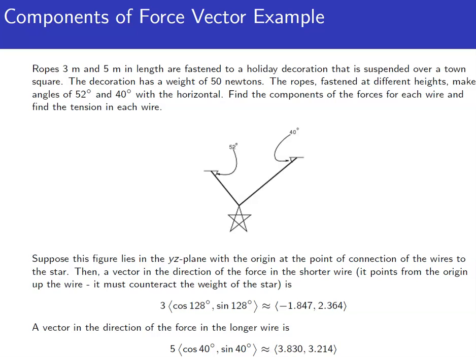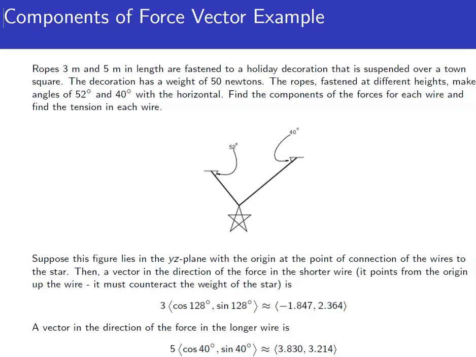In this example, we're going to decompose the force into two component vectors, if you will. We've got two ropes that are holding up a star, a holiday decoration. The star weighs 50 newtons, so that's a force. The ropes are fastened at different heights, and they make different angles with the horizontal. One of them has 52 degrees, and one has 40 degrees.